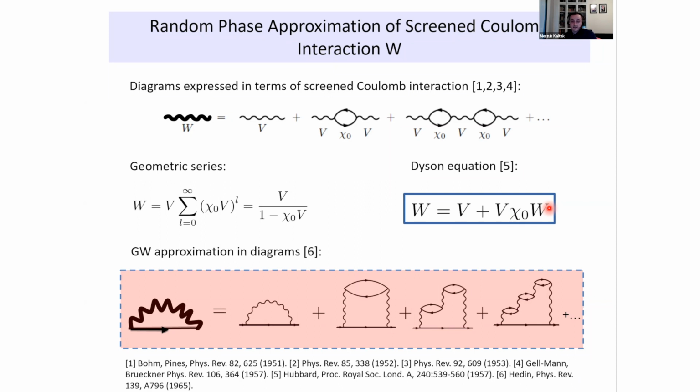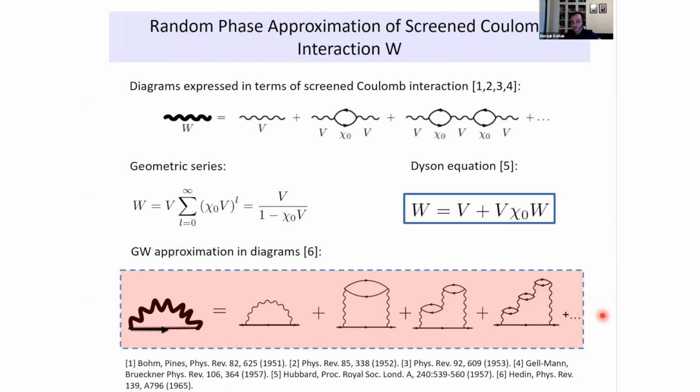Now, as I said, including only these bubble diagrams here, you end up with the random phase approximation. And with that, you can write very compactly the GW approximation to the self-energy with this diagram, which includes the first order exchange term and then all bubble diagrams up to infinite order.